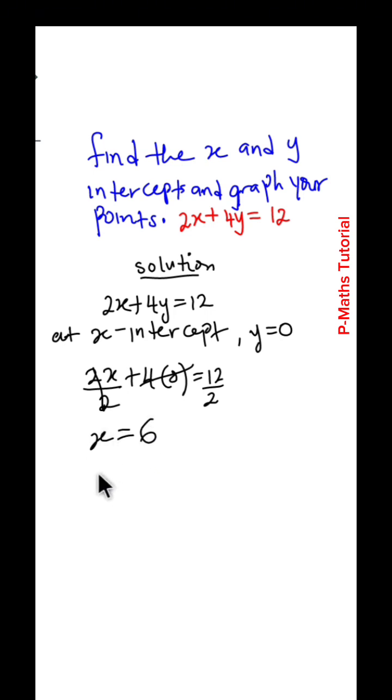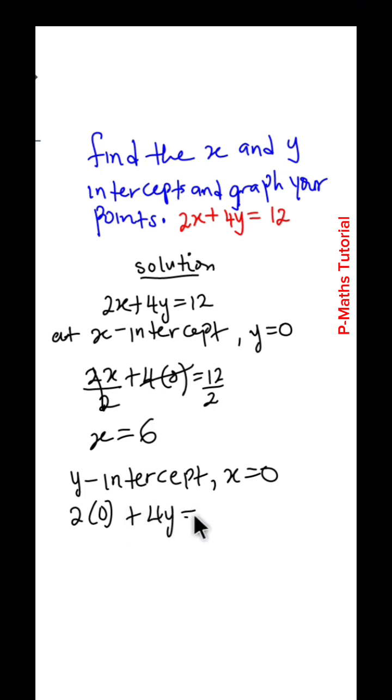You also say at y-intercept, x is 0. Put 0 for x in this same equation. That means I have 2 into 0 plus 4y equal to 12. 2 times 0 is gone. Divide both sides by 4 to get y. 4 divides 4. Our y is going to be what? 3. Alright. So you can then write out your points.